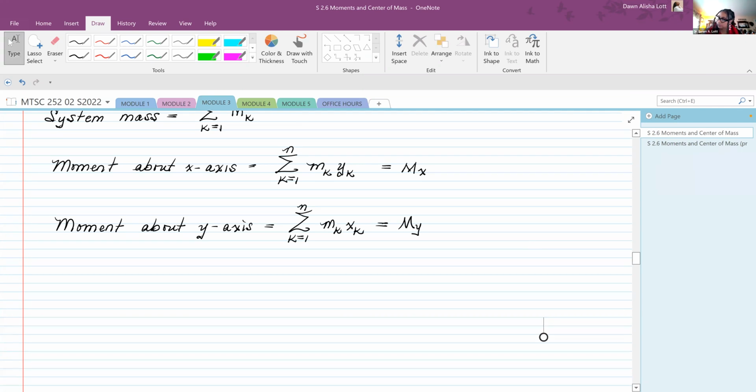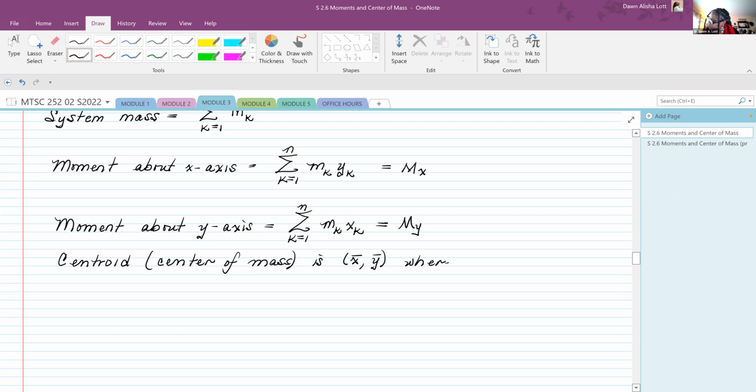And so the centroid, or the center of mass, is the location x bar, y bar, where x bar says take the moment about the y-axis and divide by the mass, and y bar says take the moment about the x-axis and divide by the mass. And that's what you get.